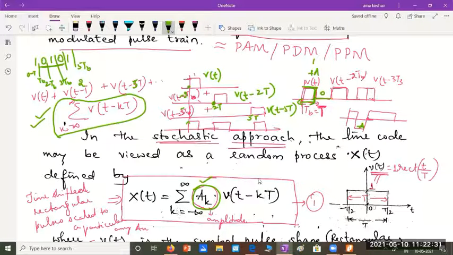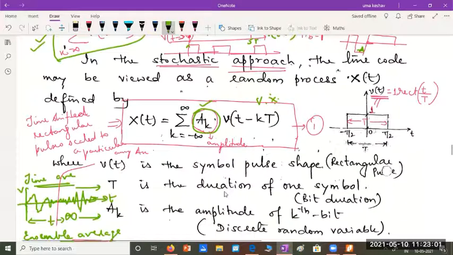So this is the standard representation of a line code. Remember this first, very important. A standard representation of any line code is a random process x of t, which is defined as the summation k ranging from minus infinity to plus infinity, a_k, which represents its amplitude, into the time shifted rectangular train of pulses v of t minus kT. And one more thing you remember, the second thing, this is the first important thing which you should remember.